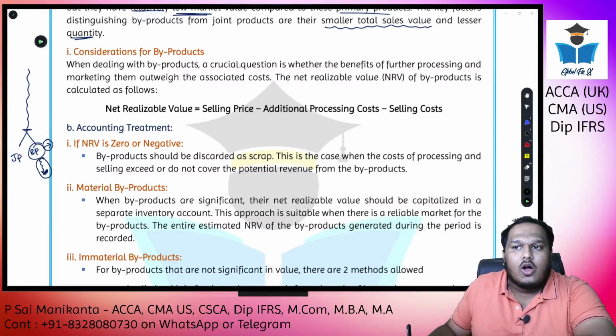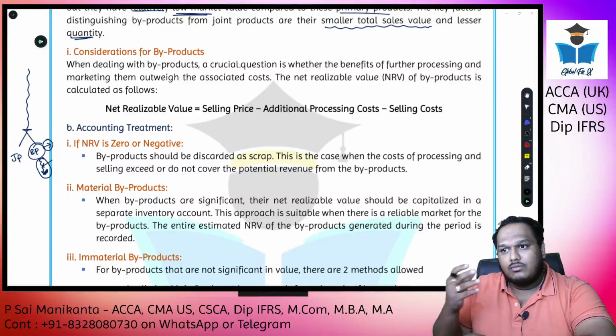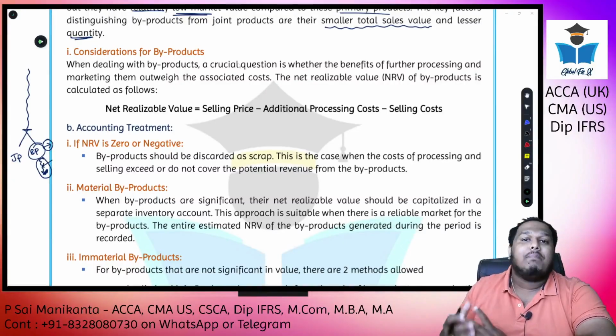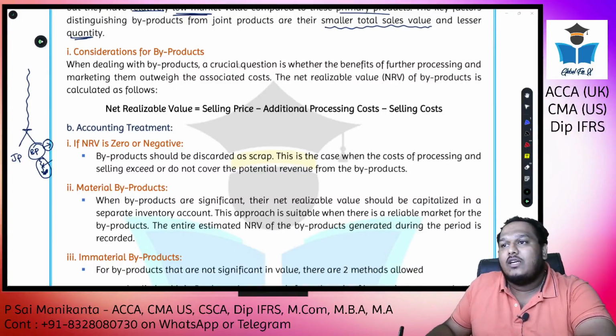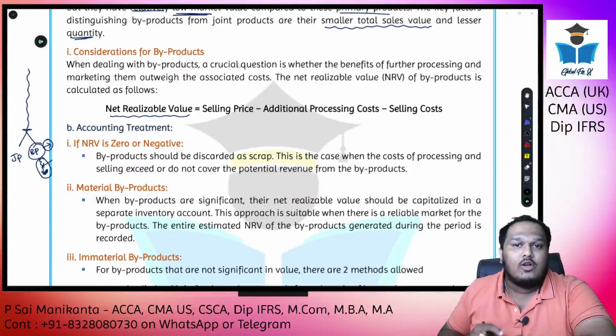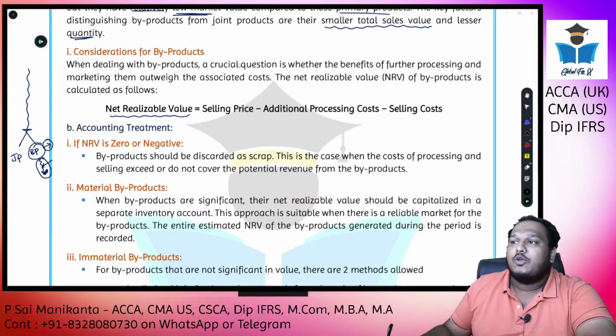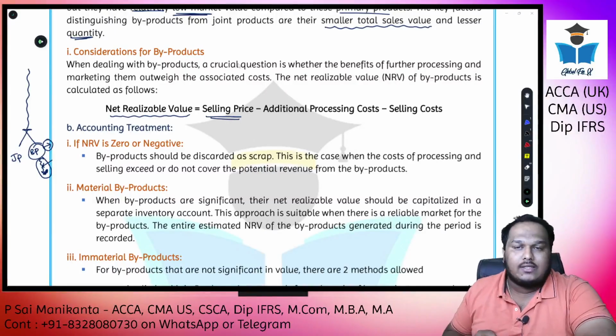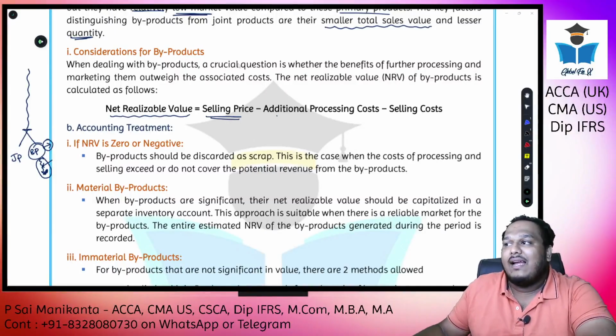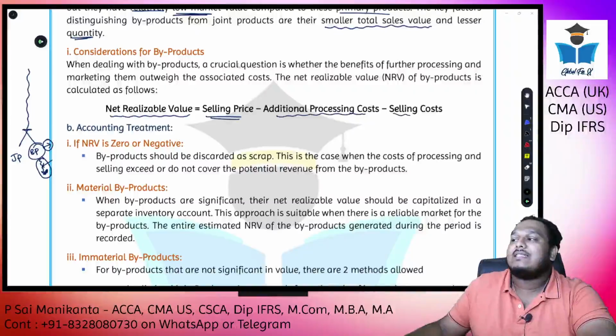Is the cost of further processing going to give the company any benefit or not? That is what we need to check. So how do we check that? We need to calculate the net realizable value of the byproducts. What is the net realizable value of byproducts? You take the selling price of the byproduct and then you subtract the additional processing cost and any selling cost.